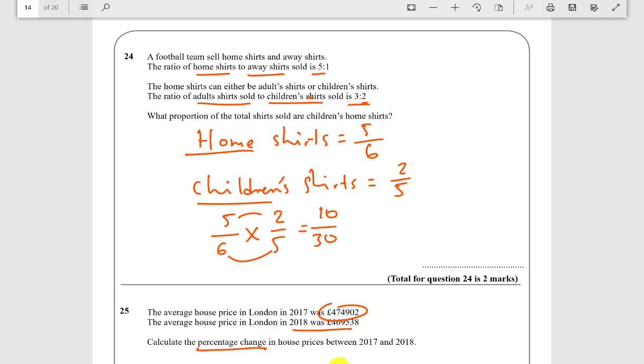And then 10/30, you can simplify it if you want. So that will give us, dividing top and bottom by 10, 1/3. So the answer is 1/3.